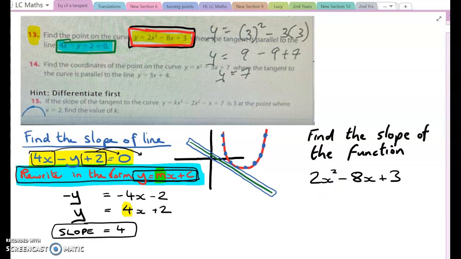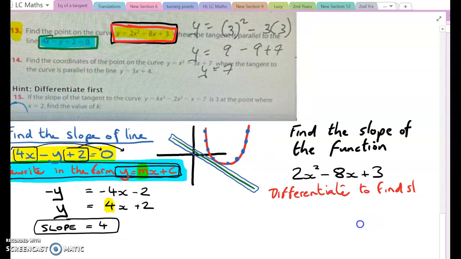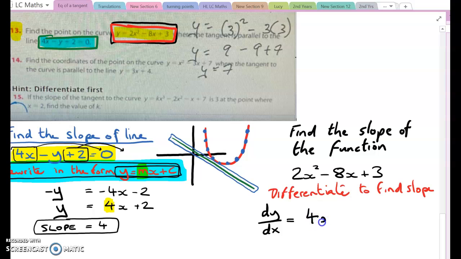Instead, you use a different method. You differentiate. That's how you find the slope of a function. Okay, so let's differentiate this. Differentiating means we need to find what dy/dx is. If you're not sure how to differentiate, you can watch the video on differentiating that was made earlier. When you differentiate, you get 4x minus 8.